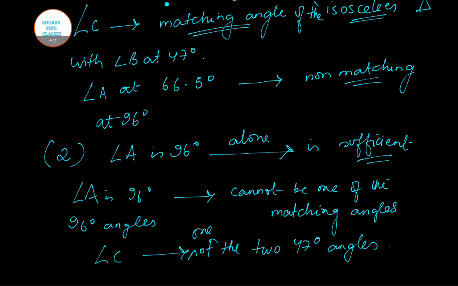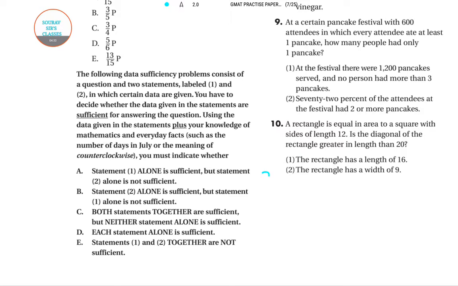Given this, we see that 2 alone is sufficient, whereas 1 alone is insufficient. So if we look at the 5 combinations that have been given, we can say clearly that B will be the appropriate option for question number 12, which we have answered. Now let us move on to the next question.